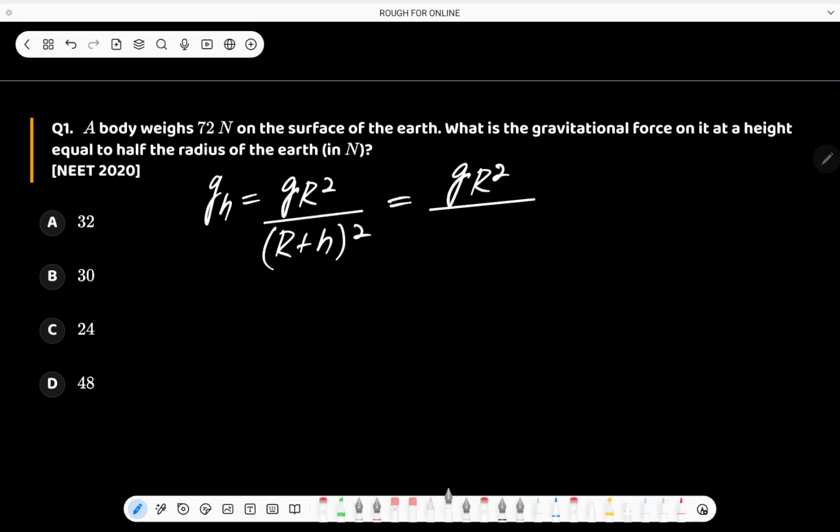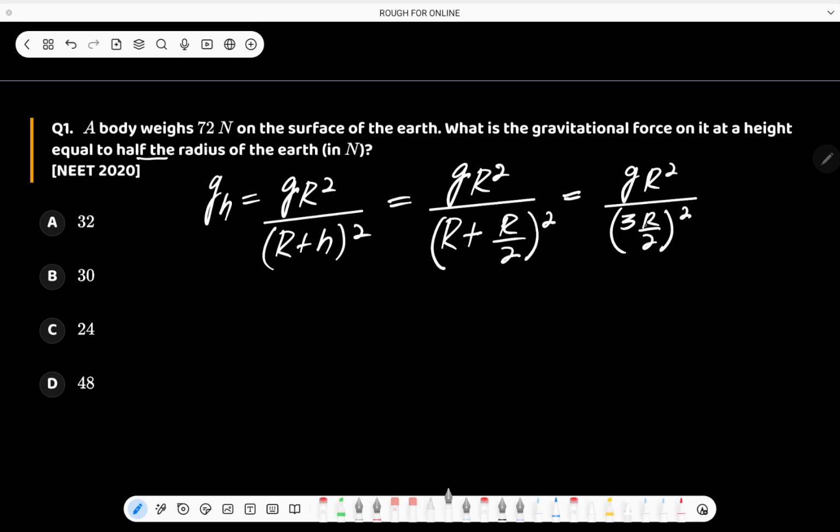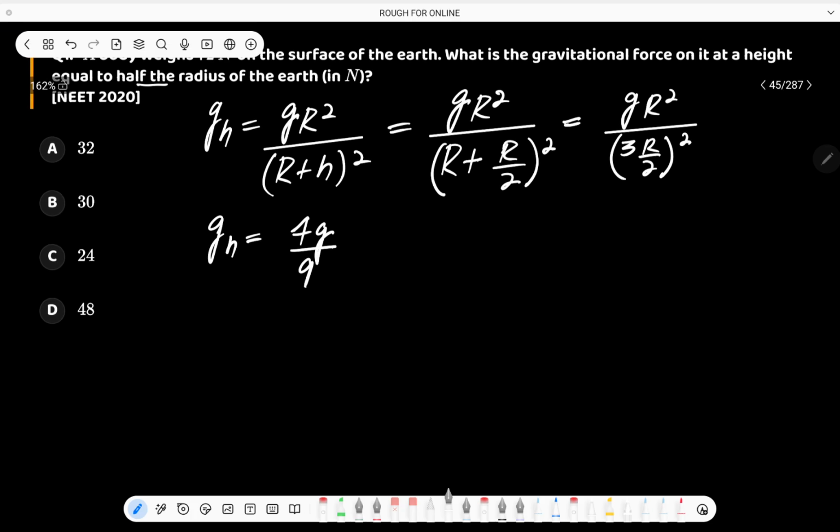So let's try to calculate first of all acceleration due to gravity at this particular height. This is gr square divided by r. What about the height? At what height you are supposed to calculate? At height equal to half the radius, so that means h equals to r divided by 2. Now what is this in the denominator? ये आ जाएगा बेटा न्यूमरेटर में gr square divided by (r plus r by 2 will be 3r divided by 2) whole square. This r square and r square will cancel, so gh comes out to be what? 3 square is 9, 2 square is 4. It will come out to be 4g divided by 9. This is the acceleration due to gravity at this height.